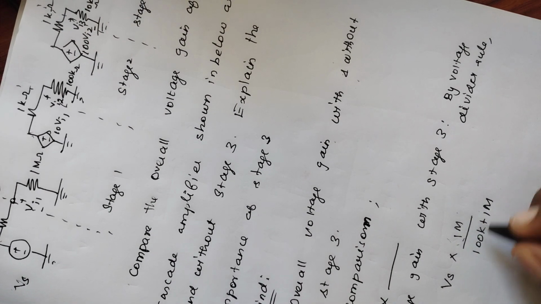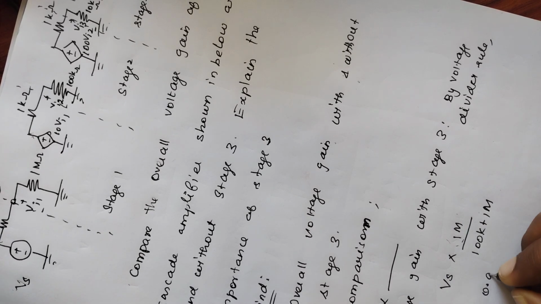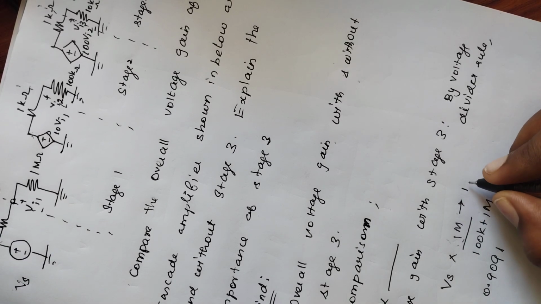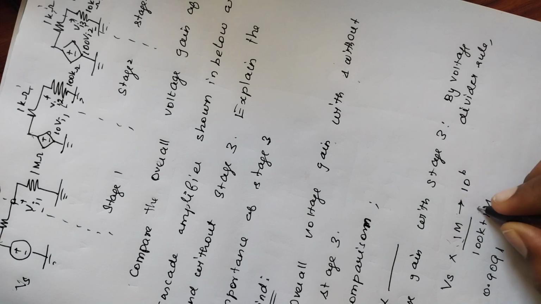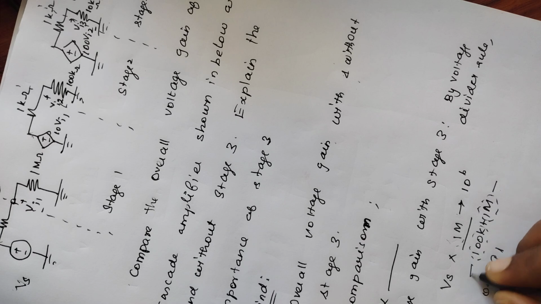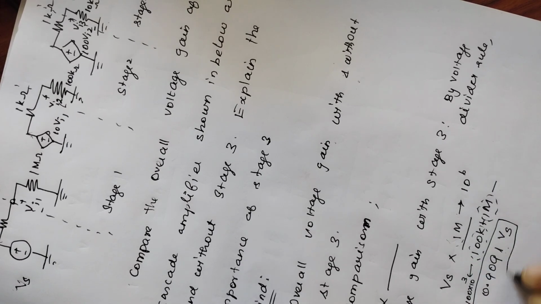So when we find this value, it will be 0.9091, because 1 mega ohm is 10 power 6, and this 1 mega ohm is also 10 power 6, and this 100k is 100 times 10 power 3. So we get 0.9091 Vs. This is the value of Vi1.